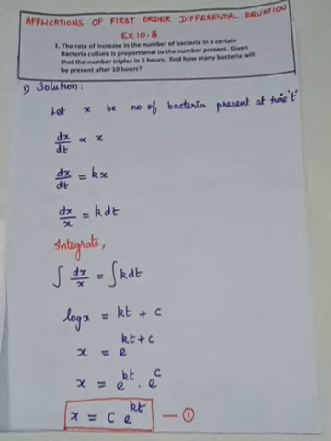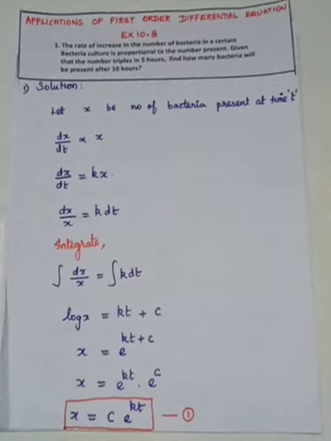Good morning, students. Today our topic is applications of first order differential equations. Exercise 10.8, first problem. The rate of increase in the number of bacteria in a certain bacteria culture is proportional to the number present. Given that the number triples in 5 hours, find how many bacteria will be present after 10 hours. So to solve this, we have to do 5 steps.